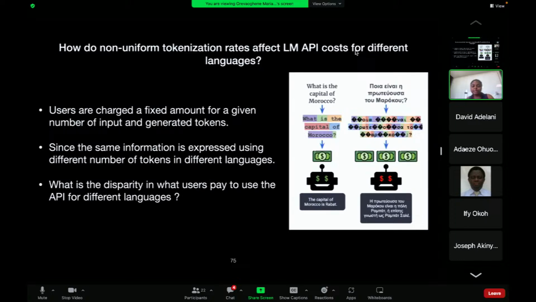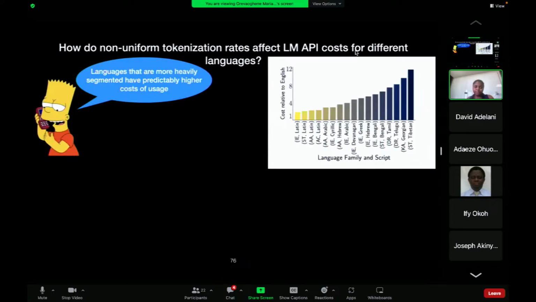So what's the disparity in what users pay to use the API for different languages? We tried to estimate the cost based on how much OpenAI charges per token in all of these languages and scripts. Here I have the grouping by language family and by script, and we compute these costs relative to English.